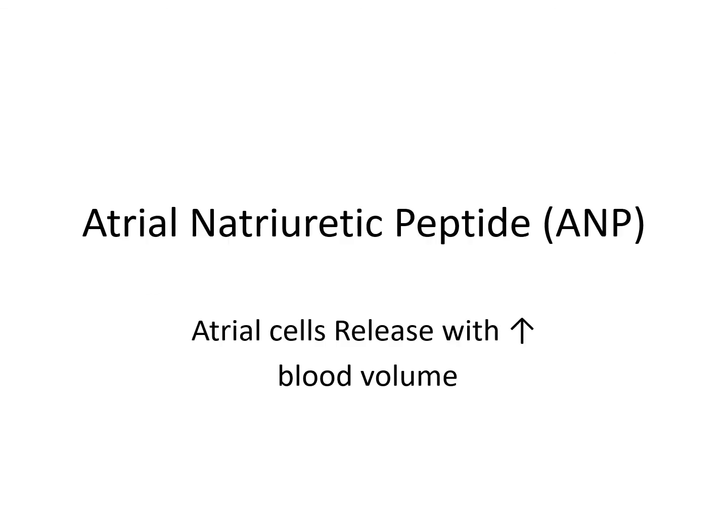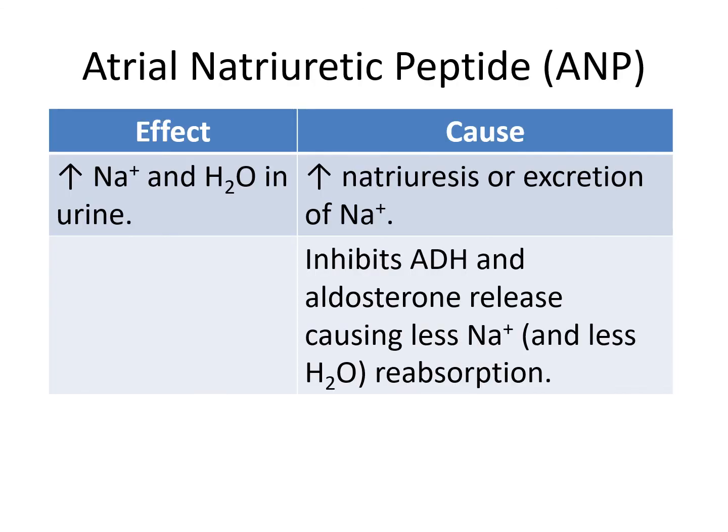ANP, atrial natriuretic peptide. Remember, atrial cells release it with the increase in blood volume. Its effect is to increase sodium and water in the urine, the increased natriuresis or excretion of sodium. This will inhibit ADH and aldosterone release, causing less sodium and less water reabsorption.